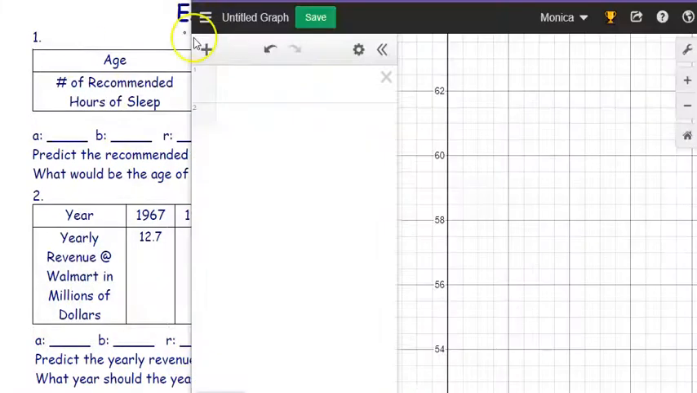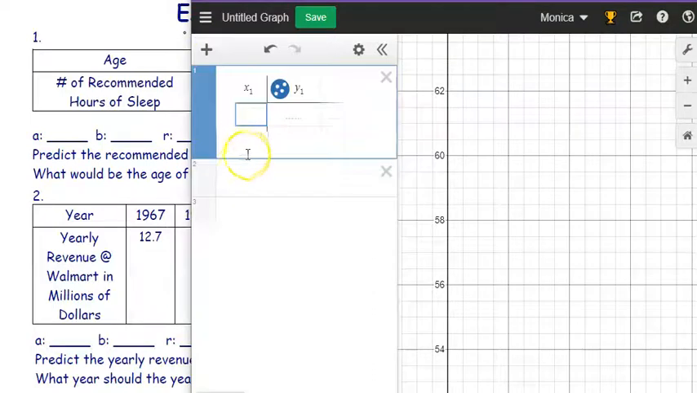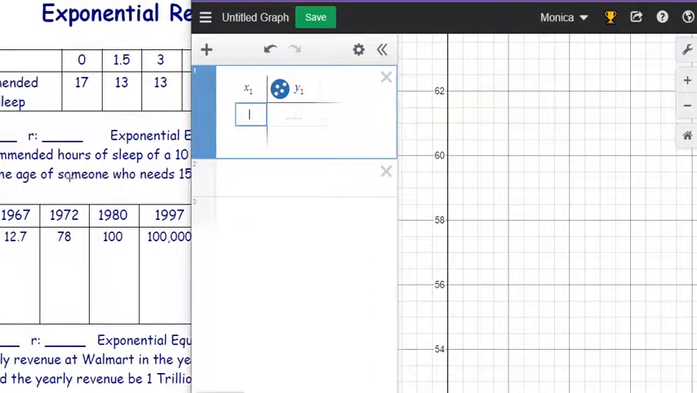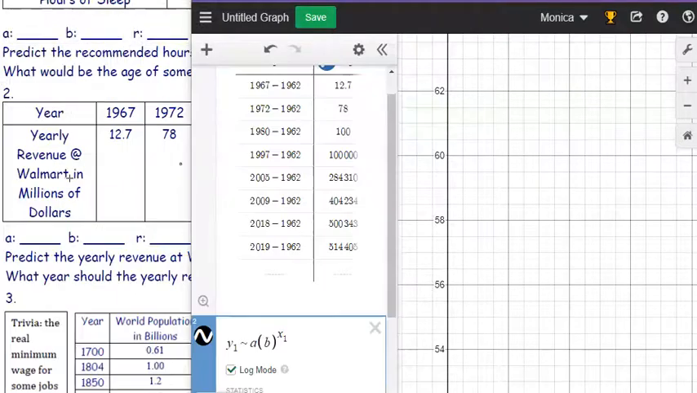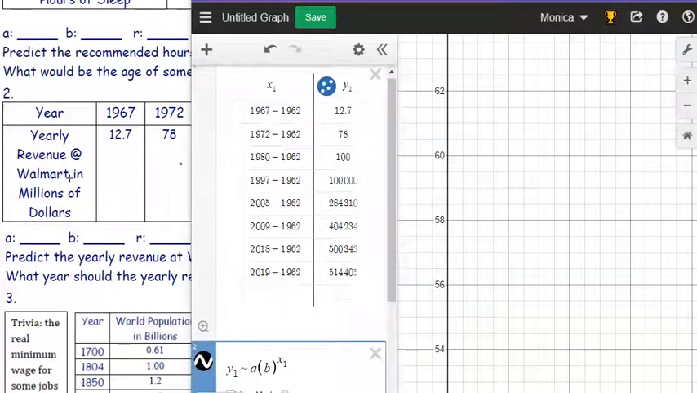desmos.com/calculator. When we go to desmos.com/calculator, press the plus sign and go to table. And then we'll record all of the numbers that are given to us. Now for each of these, for the time, we want to subtract our year by the year that Walmart first opened, which was in 1962.